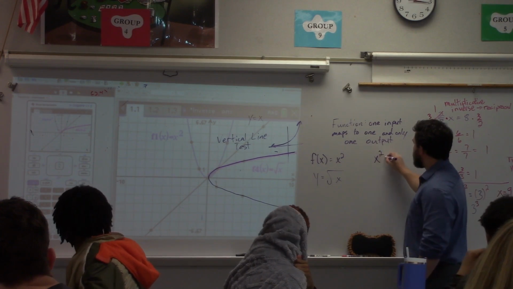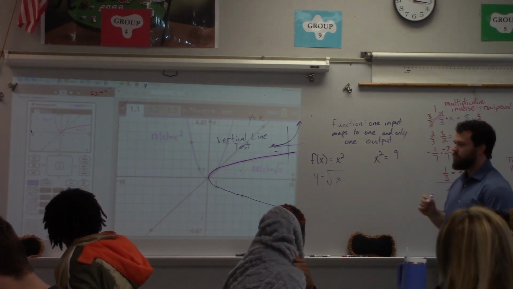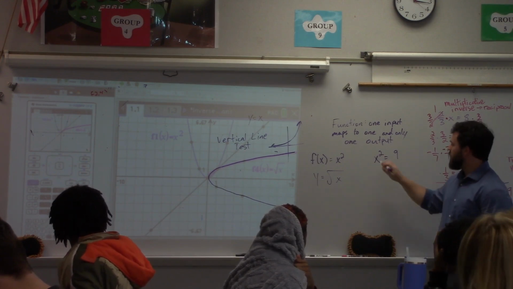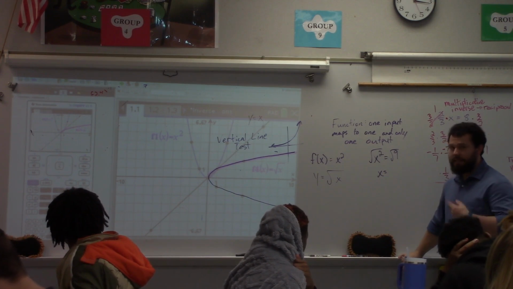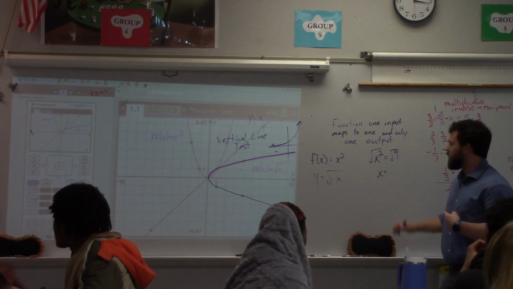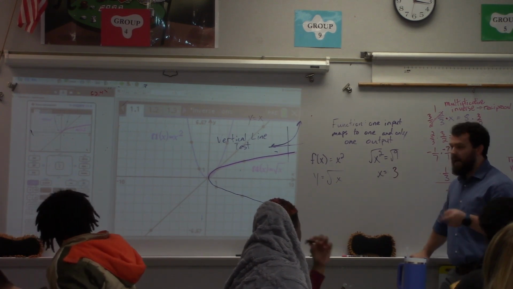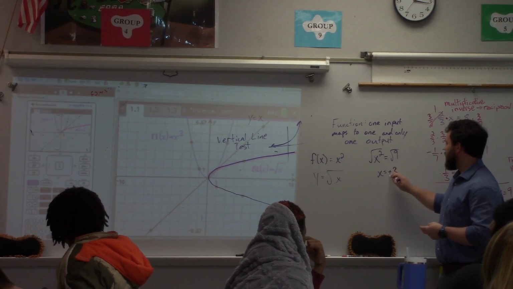So let's talk about this. x squared equals 9. If I solve this equation, what do I need to do? Square root. And so x equals what? If I type the square root of 9 into a calculator, what's the only thing the calculator is going to tell me? 3. You have to remember that it's not just 3. It's plus or minus 3.